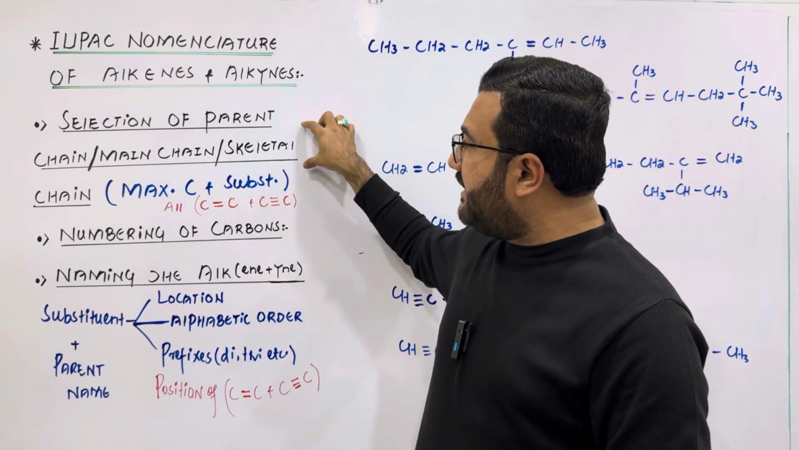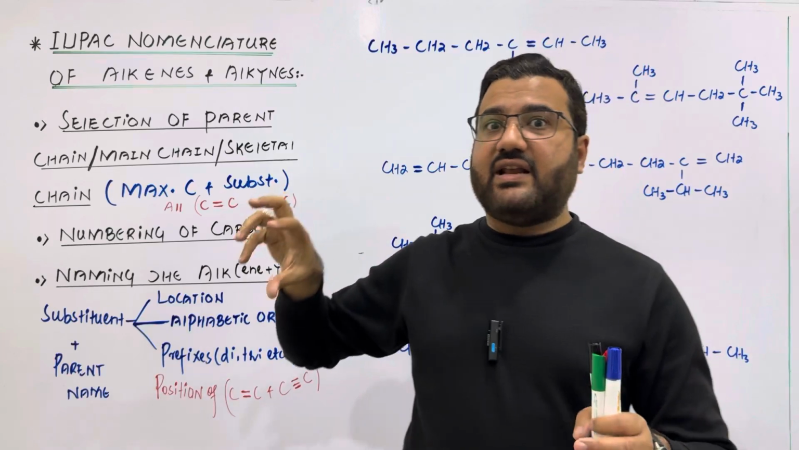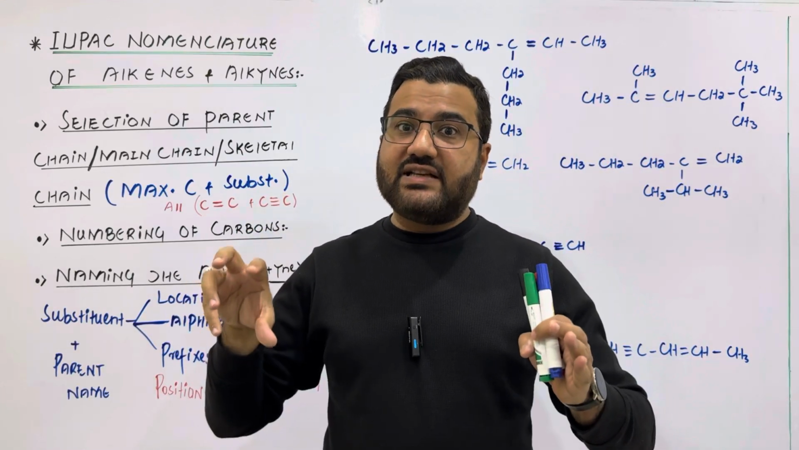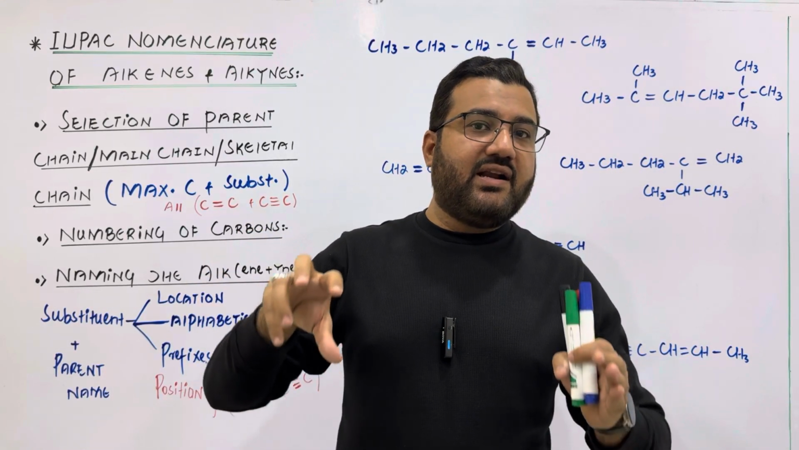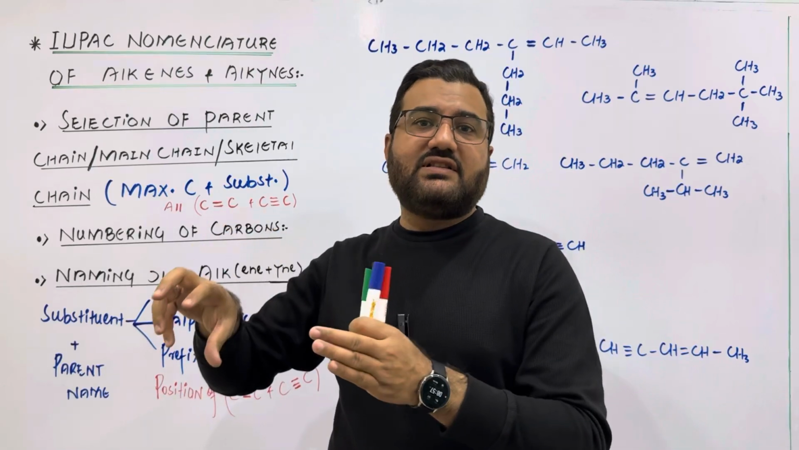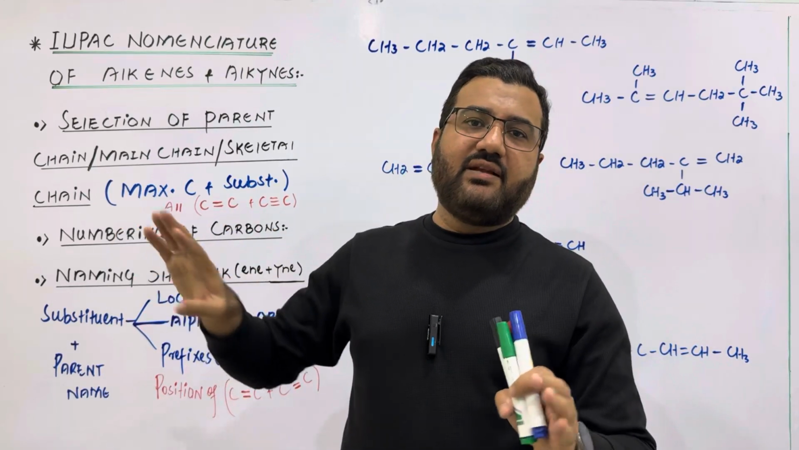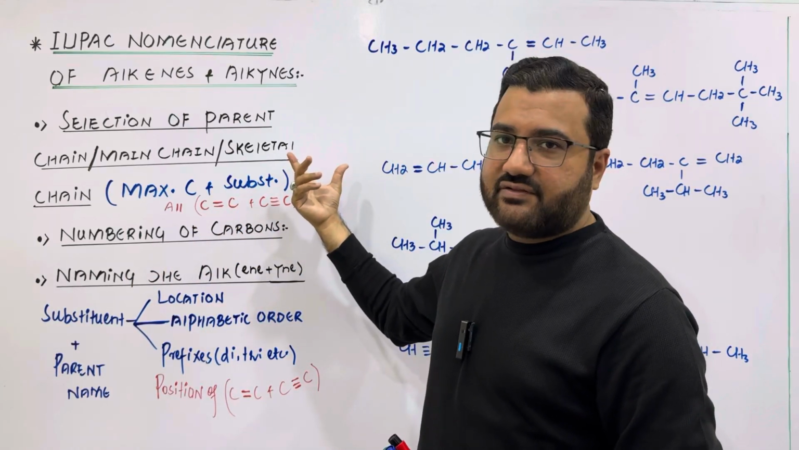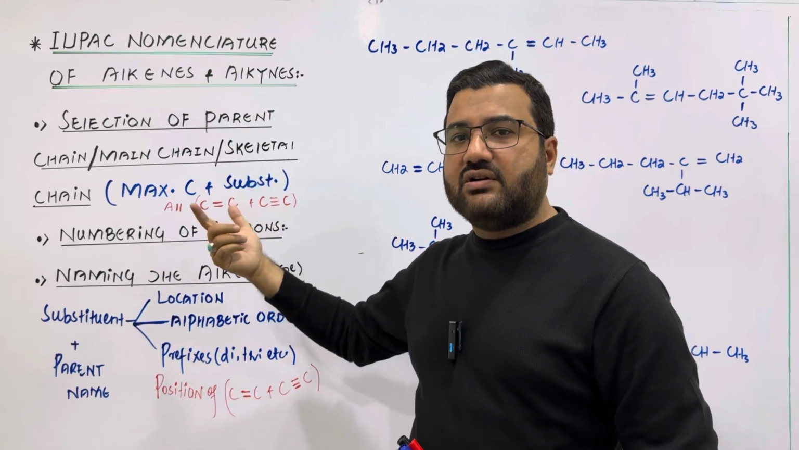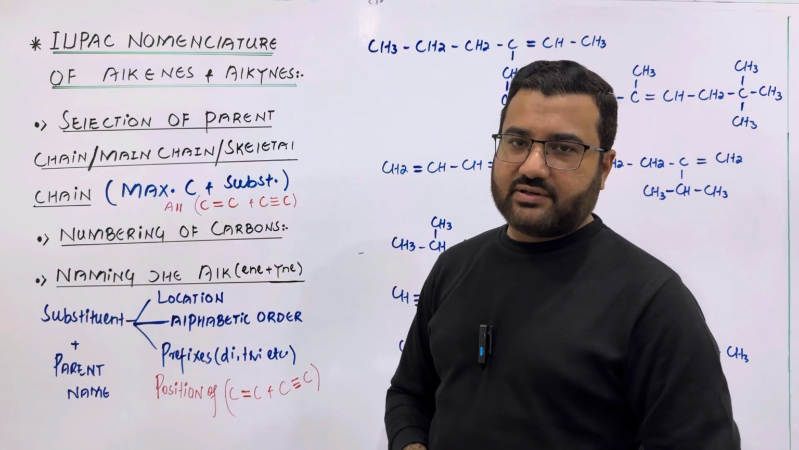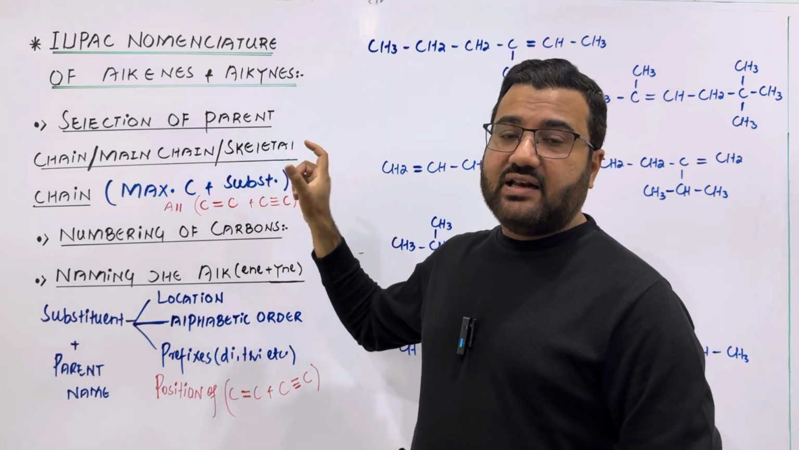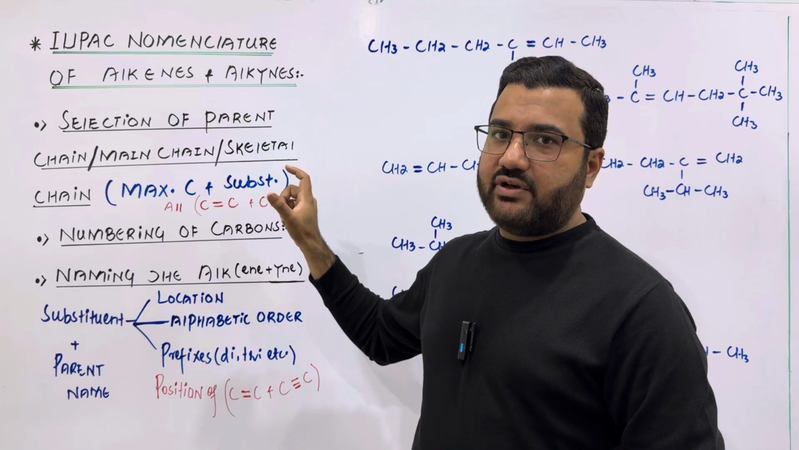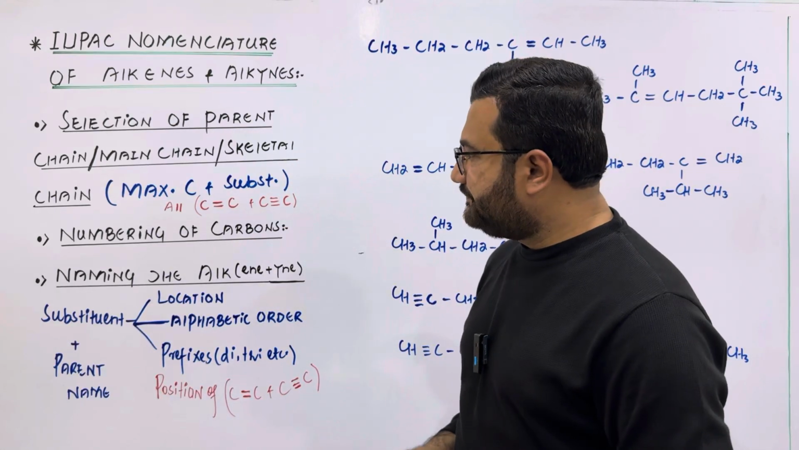While selecting the parent chain, you will have to be very careful because this is the first step of the naming, and if you select the wrong parent chain, the complete name will get wrong, because the first step is the selection of the parent chain. If it gets wrong, the complete naming gets wrong. So observe the alkene or alkyne very carefully while selecting the parent chain.